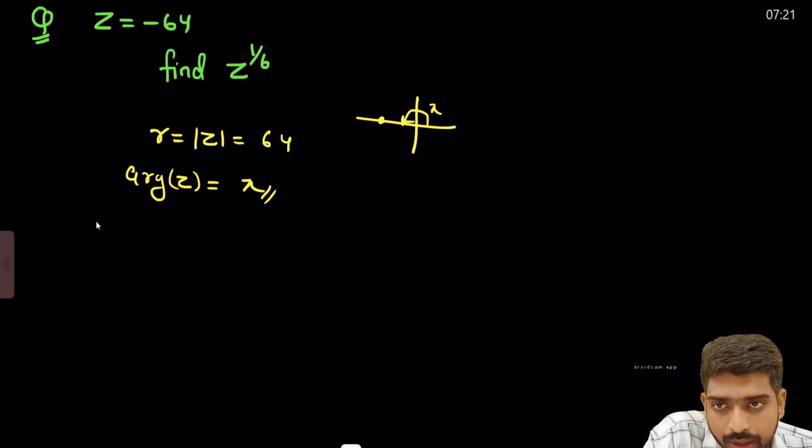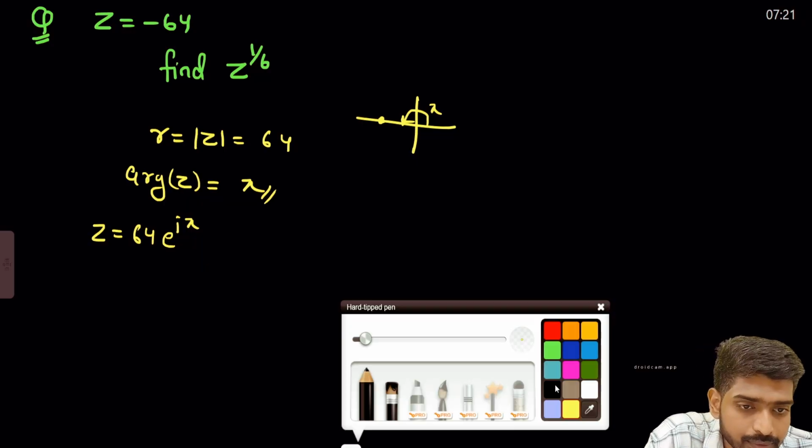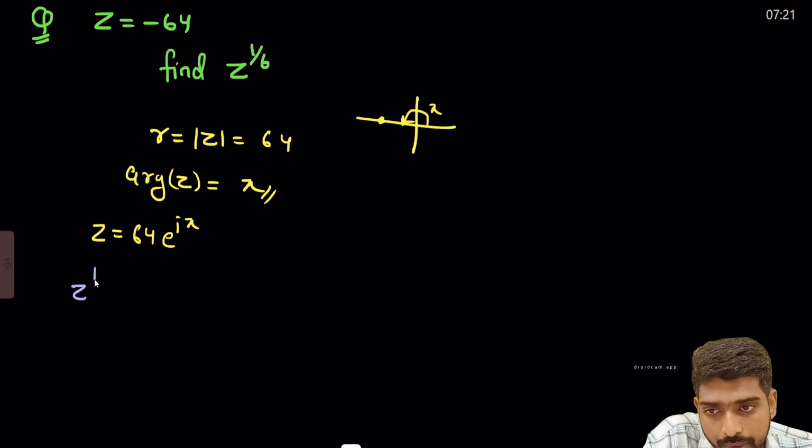So now next, we'll convert this to Euler's form. So this one I can write as z equals 64 e to the power iota pi. Now we'll find z to the power 1 by 6. Z to the power 1 by 6 will be 64 to the power 1 by 6 and e to the power iota pi, to the power 1 by 6.